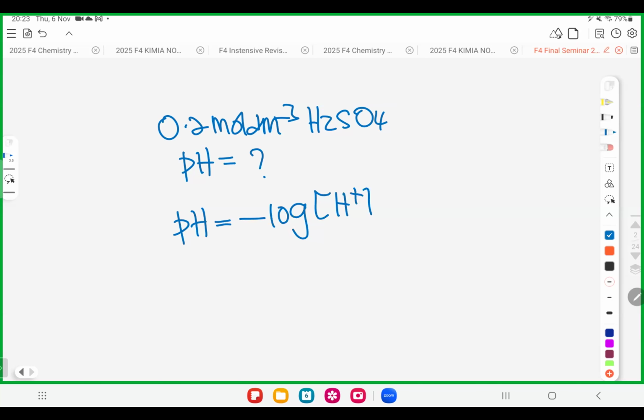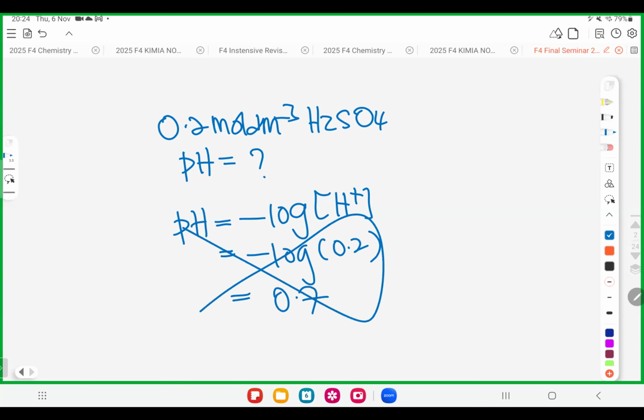So the common problem is that many students directly take this concentration and put it in: negative log 0.2. More than 50% of students will do this, and they will happily get the answer 0.7, which is, of course, wrong. Why? The 0.2 is the concentration of acid, but to calculate pH, you need the concentration of H plus. They are not the same.